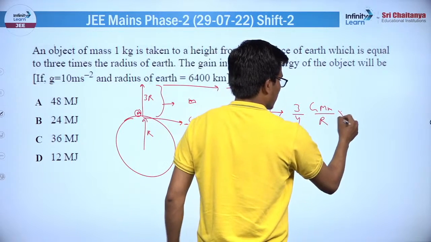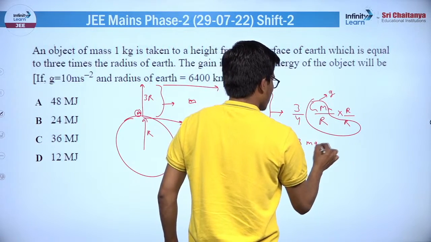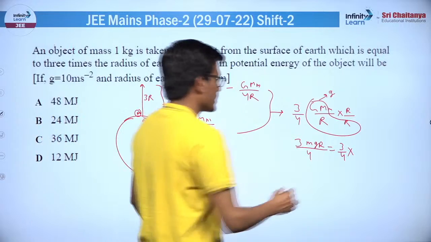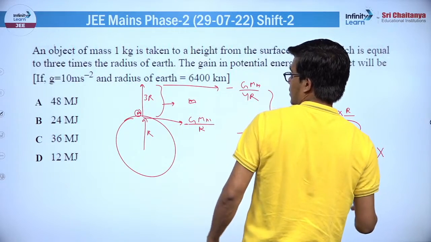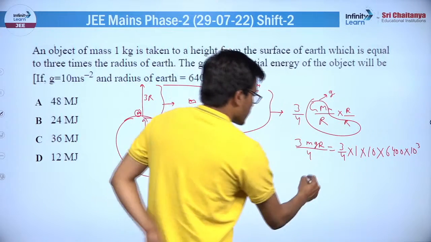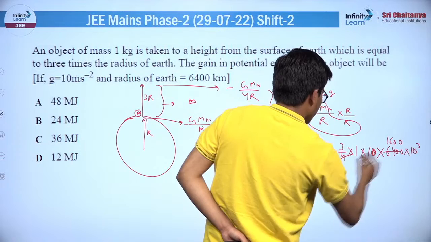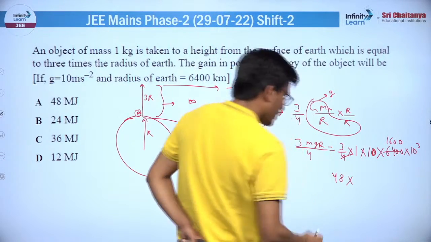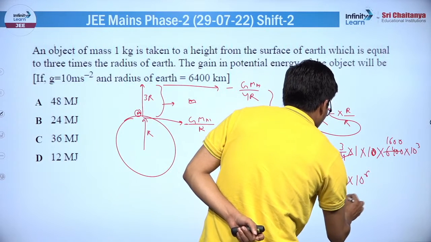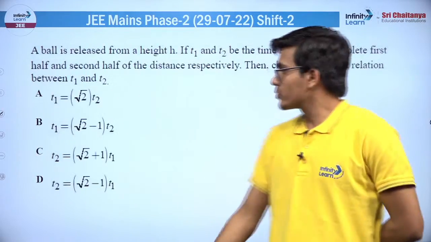And how to find its value? Just multiply this by R by R. GM by R square is small g, so 3mgR by 4. 3 by 4 into mass is 1 kg, g value is 10, and radius of earth is 6400 kilometer. So you can write like this. This was 10, right? So this will be 48 into 10 to the power 6, meaning it is 48 megajoule. That is option A. Right, moving to the next question.